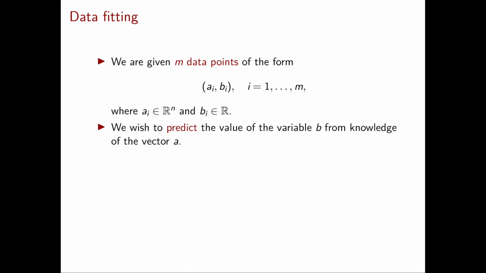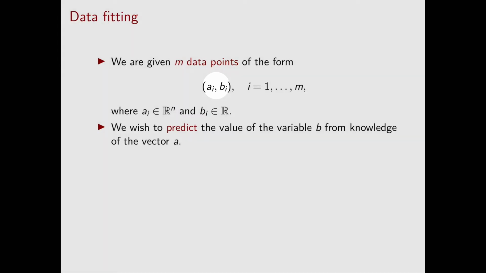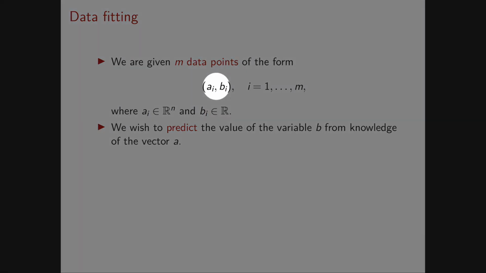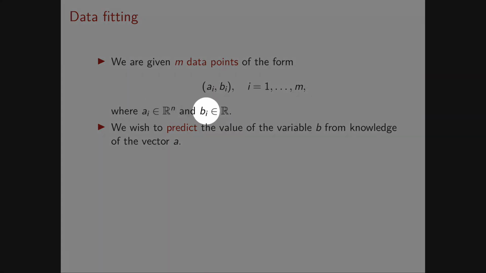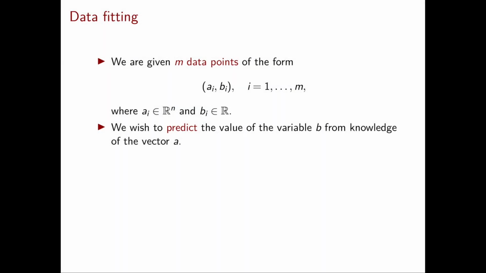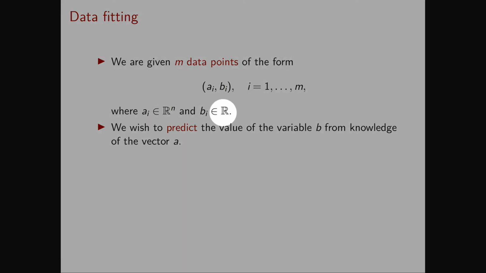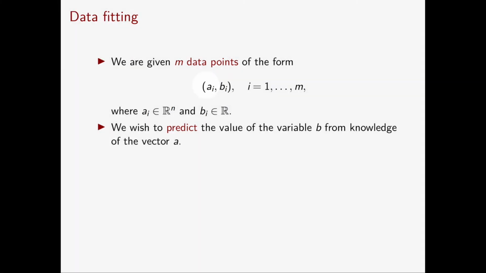We are given m data points. Each one is of the form (ai, bi), where ai is a vector in Rn and bi is just a scalar. We would like to extrapolate from this data a predictive model that is able in the future to predict bi given ai.